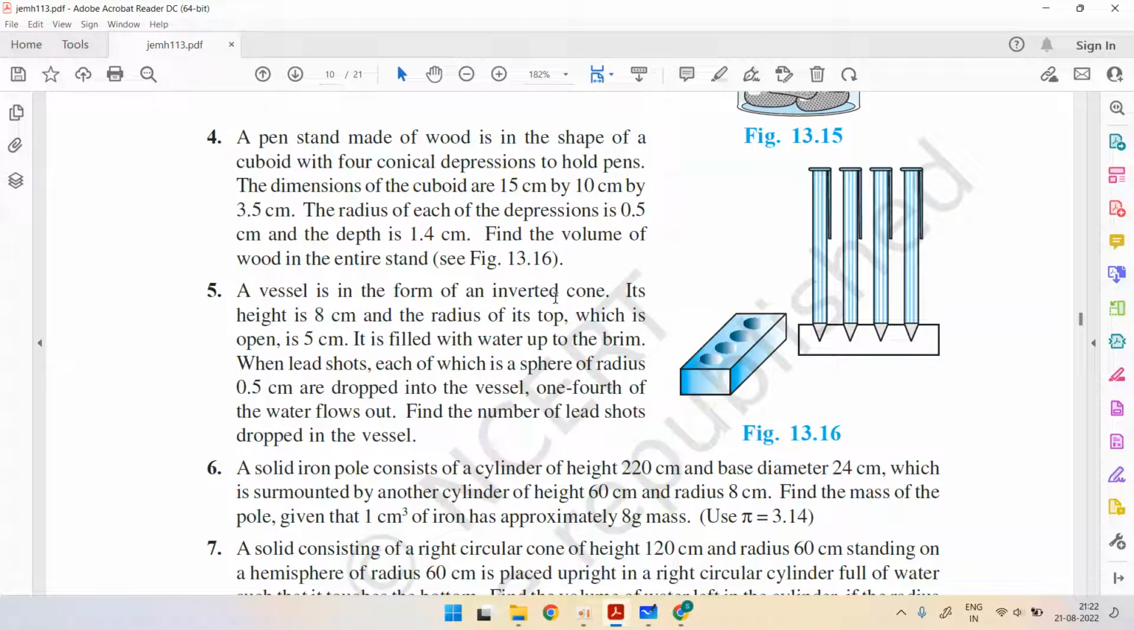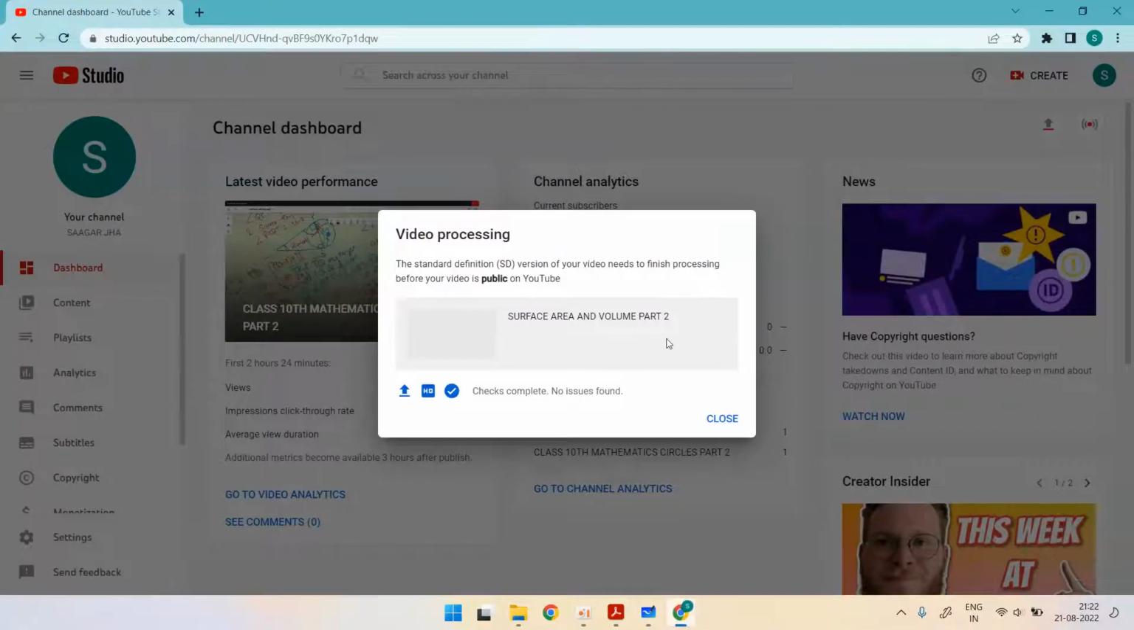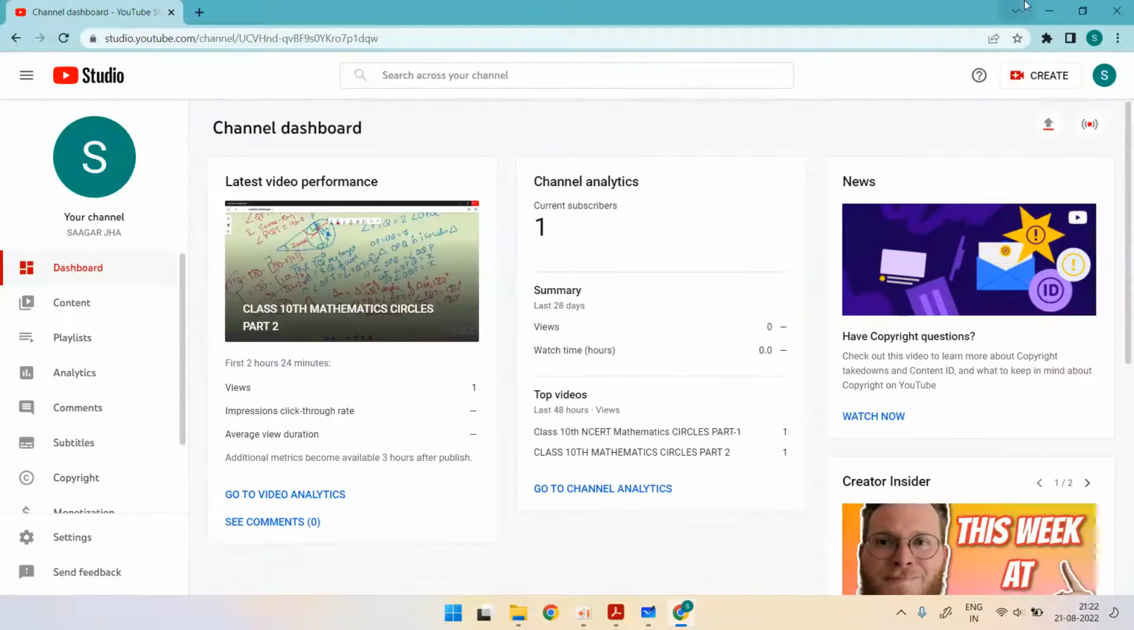A vessel in the form of an inverted cone. You have an inverted cone with given height and radius at its top, which is open. It is filled with water up to its brim. When lead shots are dropped into the vessel, 1/4 of the water flows out. Find the number of lead shots dropped. According to Archimedes' principle, we have to apply it here.